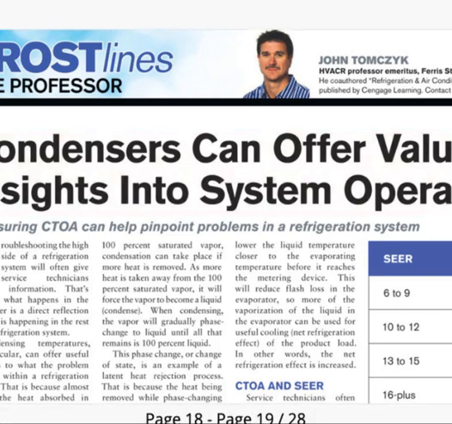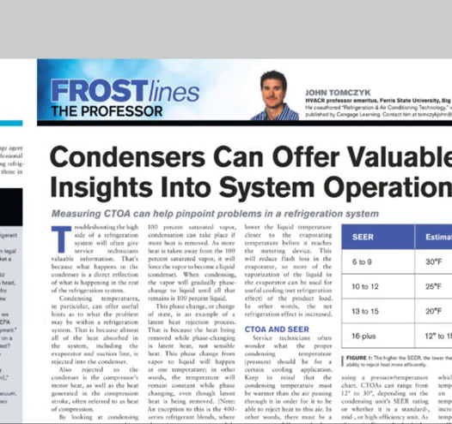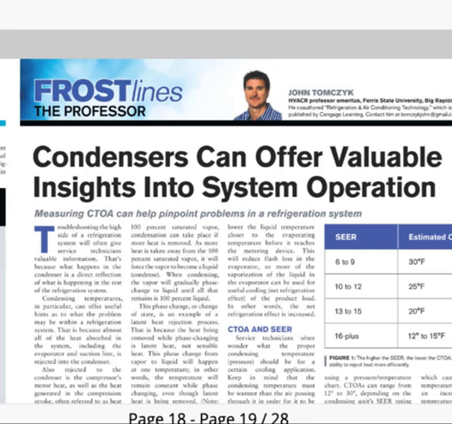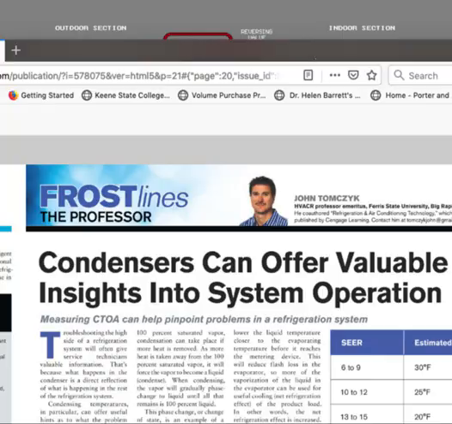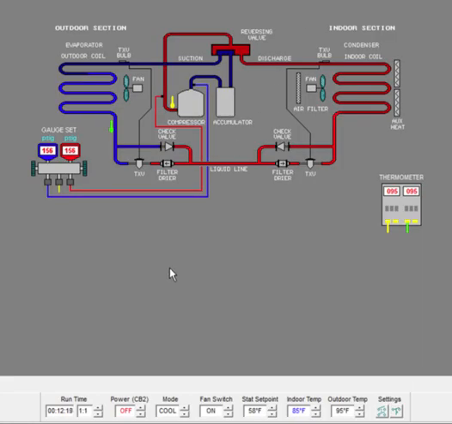Now, this came to mind recently when I saw an article in the Air Conditioning and Refrigeration News that's titled Condensers Can Offer Valuable Insights into System Operation. To give credit where credit is due, the chart I'm going to use is actually developed by John. He's a professor at Ferris State University, and he is a frequent contributor to Frost Lines, which is part of the AHR news.